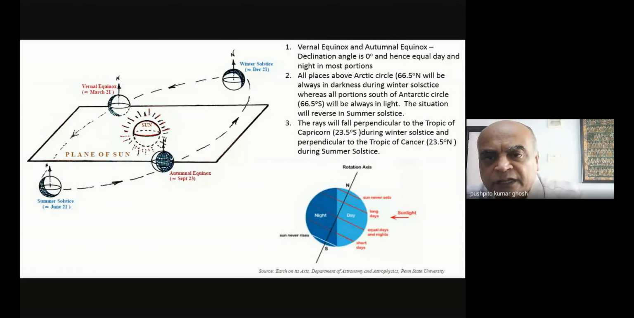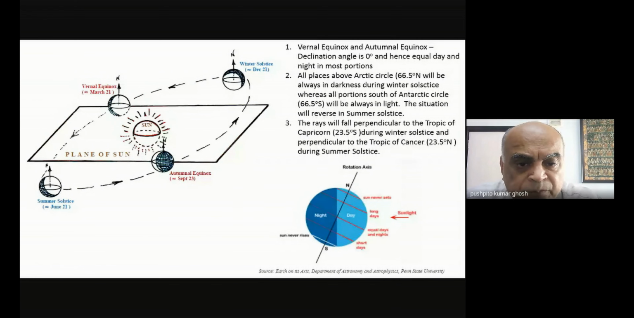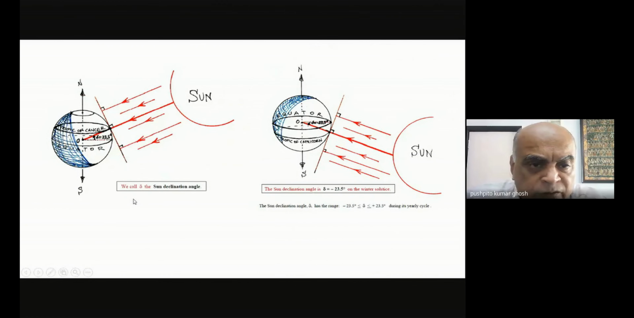So let us just read so that you understand. Vernal equinox and autumnal equinox, the declination angle. Now I have not explained the declination angle, which I should have. I should have started with that first, but never mind. I'll go to that now. And hence equal day and night in most portions. Now let us try and explain what is the declination angle.